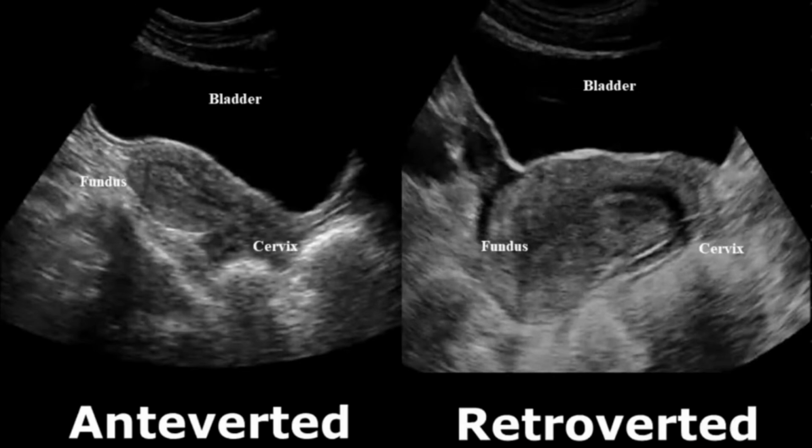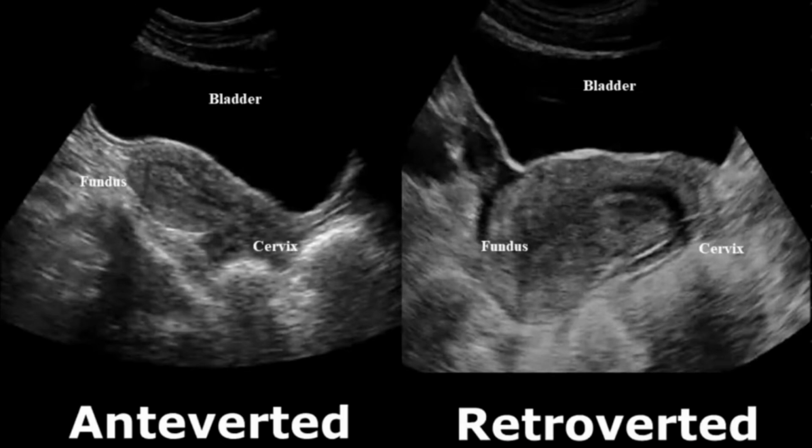Here we have ultrasounds of anteverted and retroverted uteruses. Retroversion is where the uterus tilts posteriorly towards the rectum. While a retroverted uterus is a normal variant in about 20% of women, it can sometimes be associated with clinical presentations like dyspareunia, a medical term that refers to painful sexual intercourse.